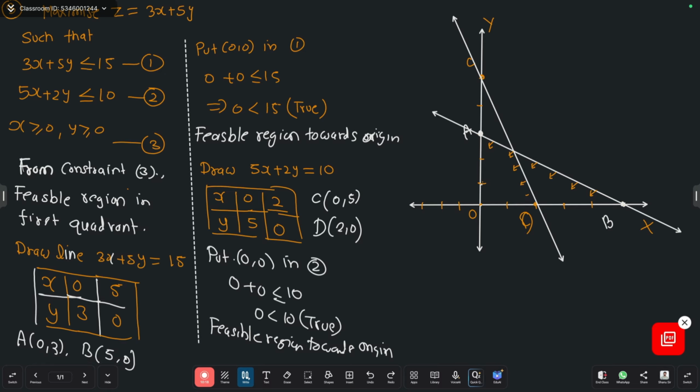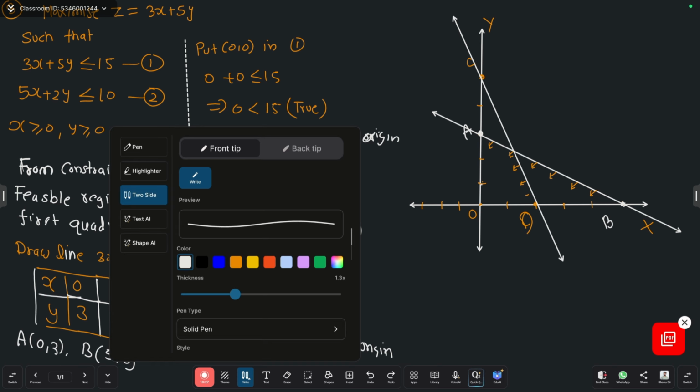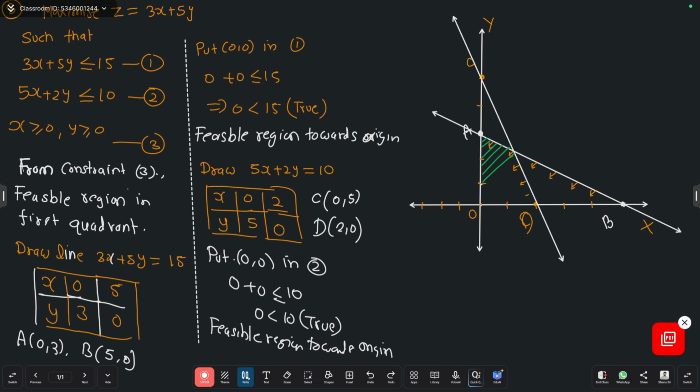The region is bounded, which means a maximum exists and a minimum exists. So whatever function you want to maximize, you will get the answer. So this is your feasible region. This is the feasible region, and it is bounded. If the feasible region is bounded, then we will check how many corner points.